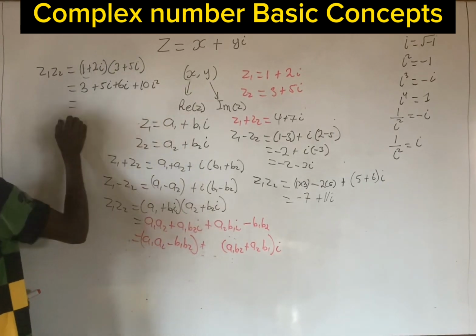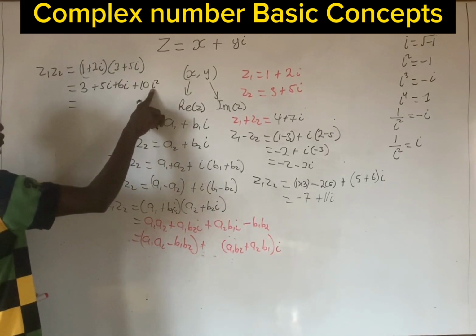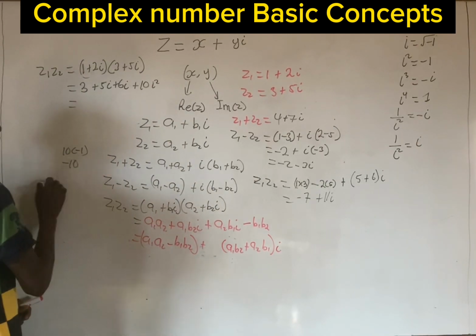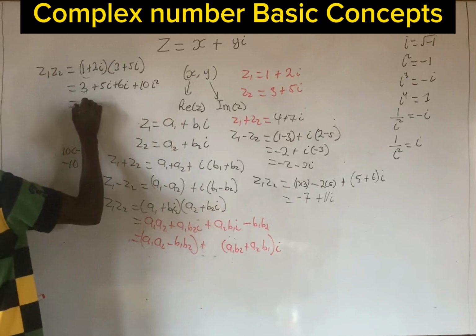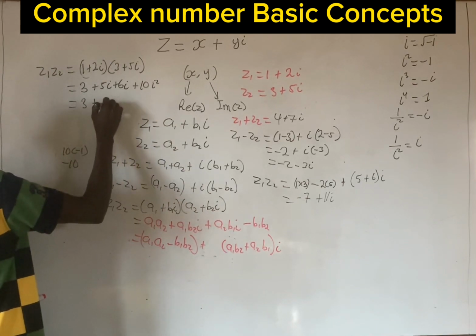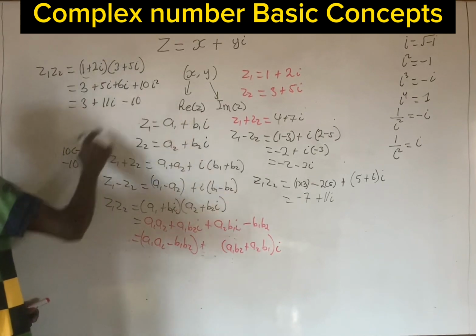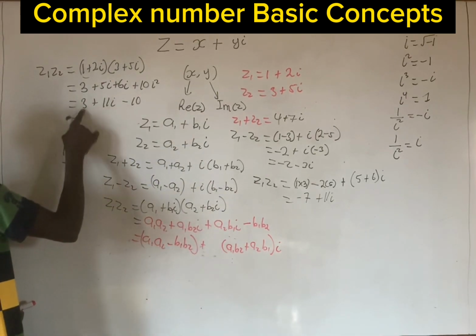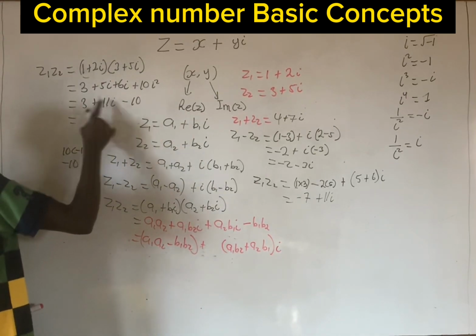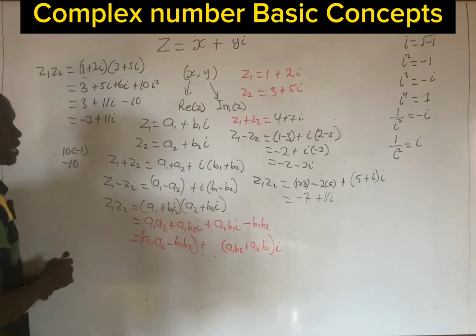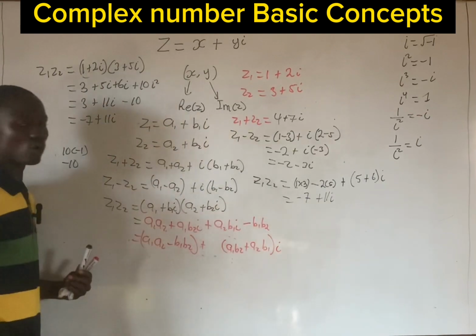So i squared is negative 1, so we have 10 times negative 1. That gives negative 10. So this gives 3 plus 11i minus 10, because i squared is negative 1 times this gives negative 10. So this gives us negative 10 plus 3, which gives negative 7 plus 11i, as we have done here already.